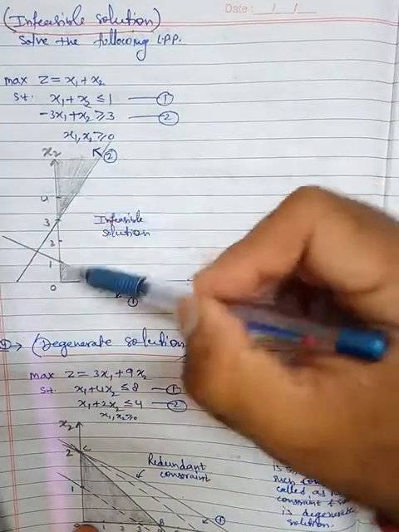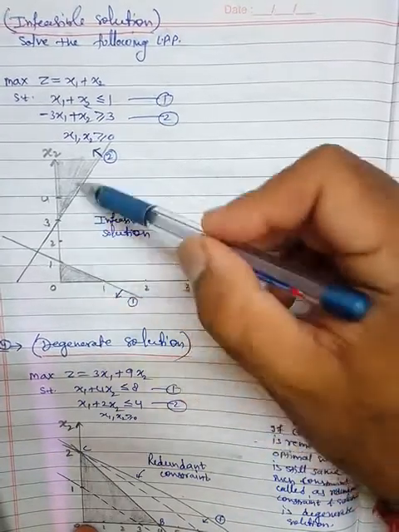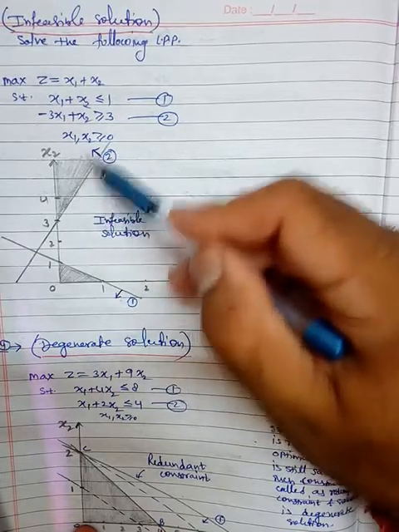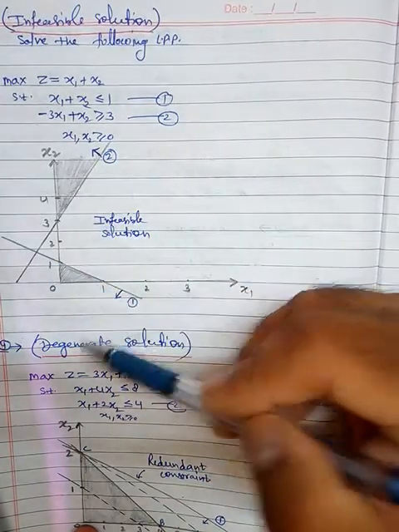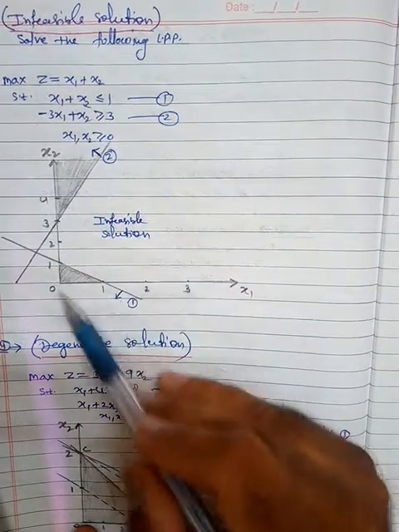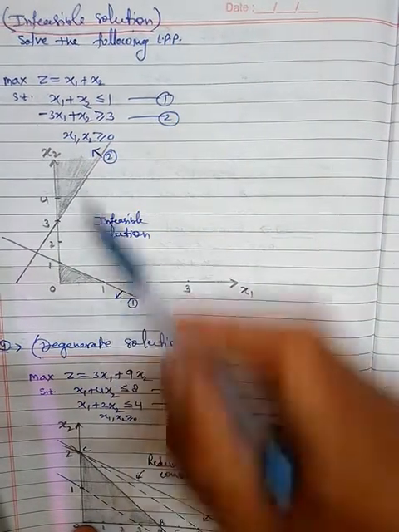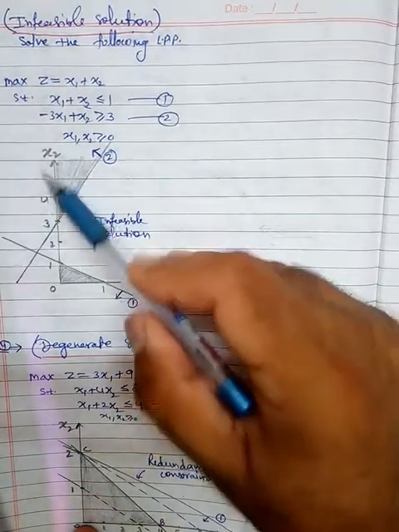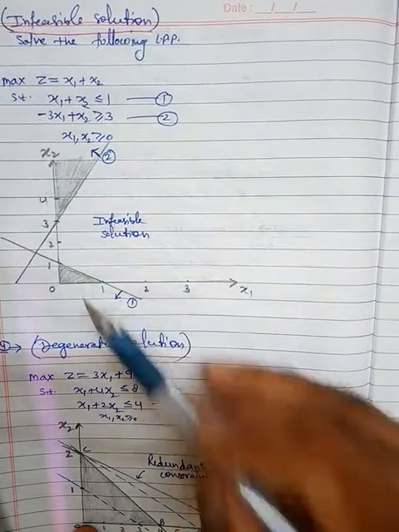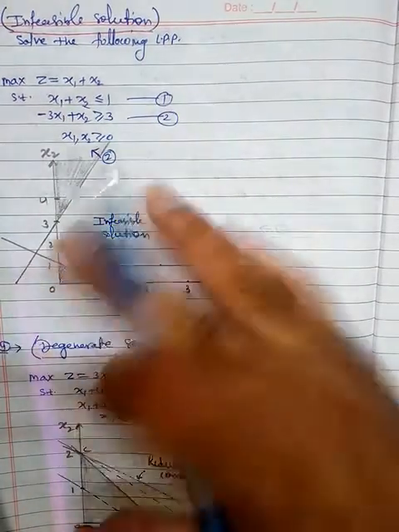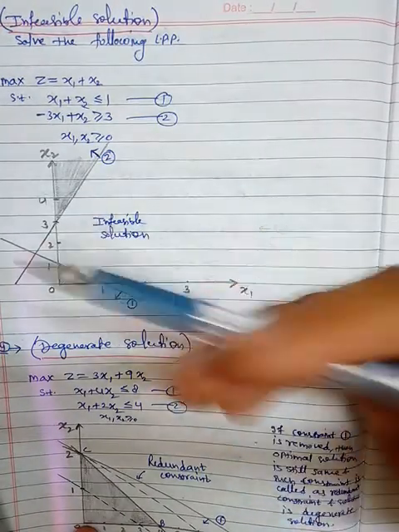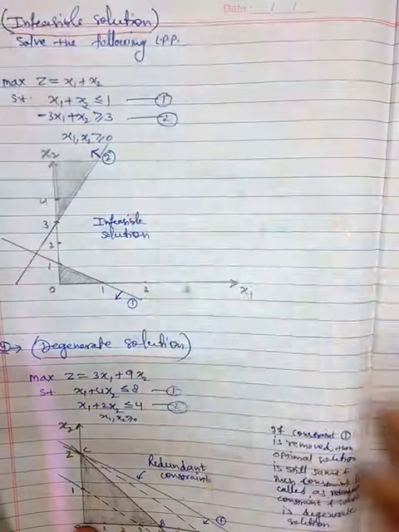Now you can see that both these areas are different, they have no common area. Any solution which satisfies this region will not be satisfied by the other region, and any solution satisfied by the other region will not be satisfied by this region. Hence there is no common solution which satisfies both areas, and hence we say it is an infeasible solution.